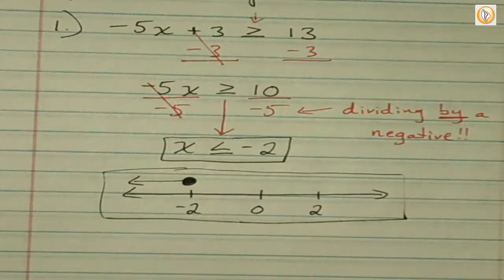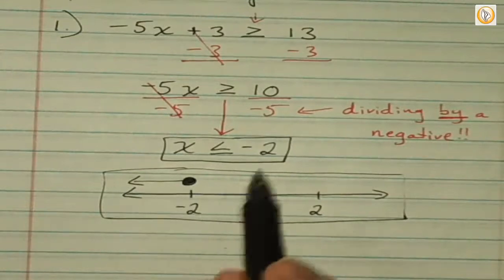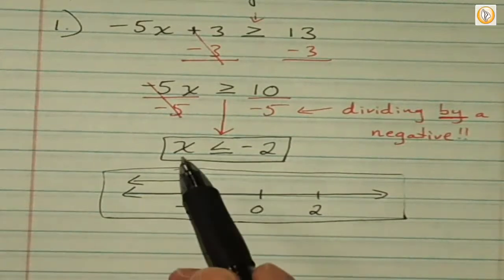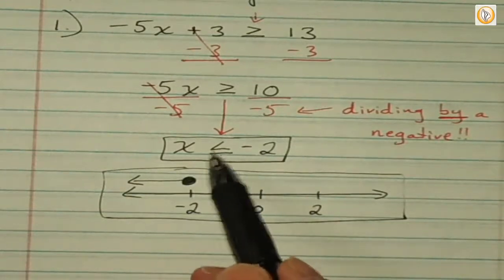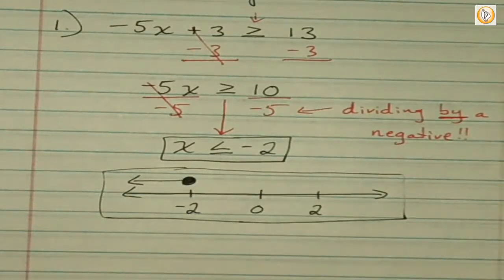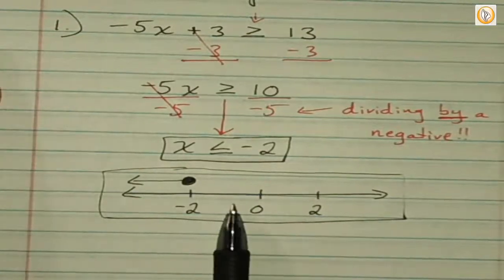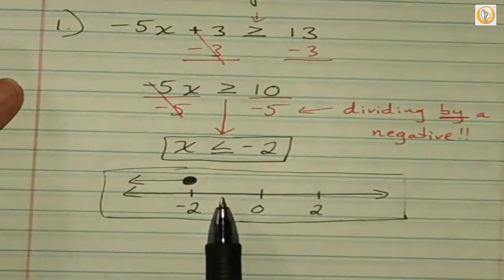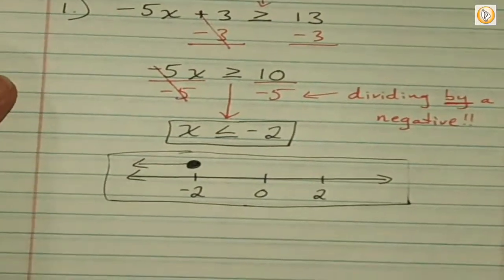Any questions? If you're not sure which direction to go when it comes to the negatives, ask yourself, x is saying any number less than -2, so think of a number that is less than -2, and where does it fall on the number line? If you look at the number line, -1 you may think is less, but it's on this side of -2, therefore it's larger. Any questions?